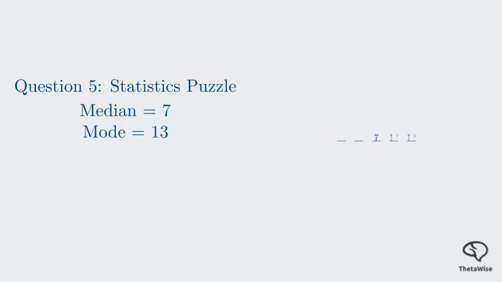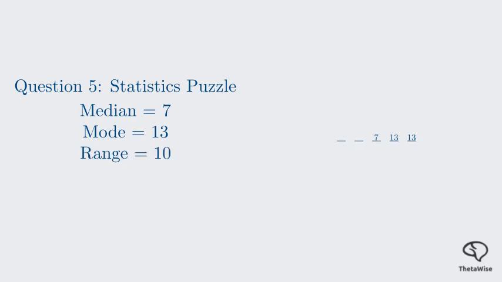In question 5, we need to find 5 positive integers based on 4 clues. Let's list the positions. First, the median is 7. In a set of 5 numbers, the median is the middle one. Second, the mode is 13. Since it's the most frequent and must be higher than the median, at least 2 of the numbers must be 13. These go in the last 2 slots.